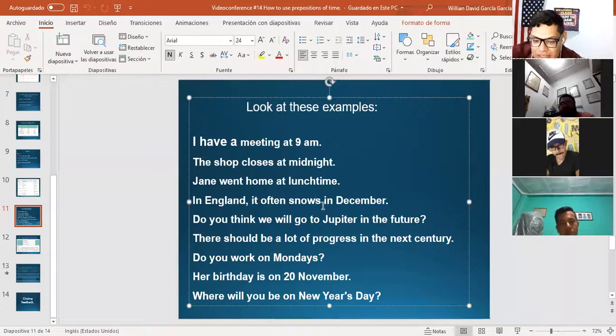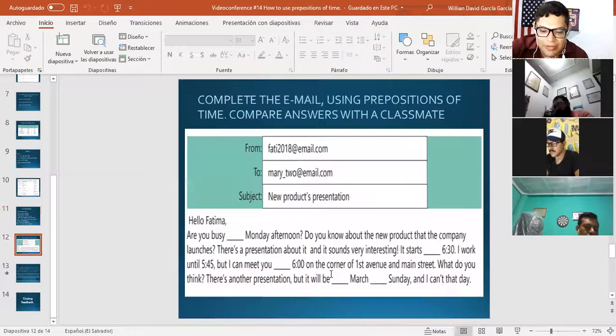In England, it often snows in December. Usábamos in para periodos de tiempo, en este caso, para meses. In, right? Y así veíamos a cada uno de ellos. Go in the future. There should be a lot of progress in the next century. Do you work on Monday? Her birthday is on 20th November.